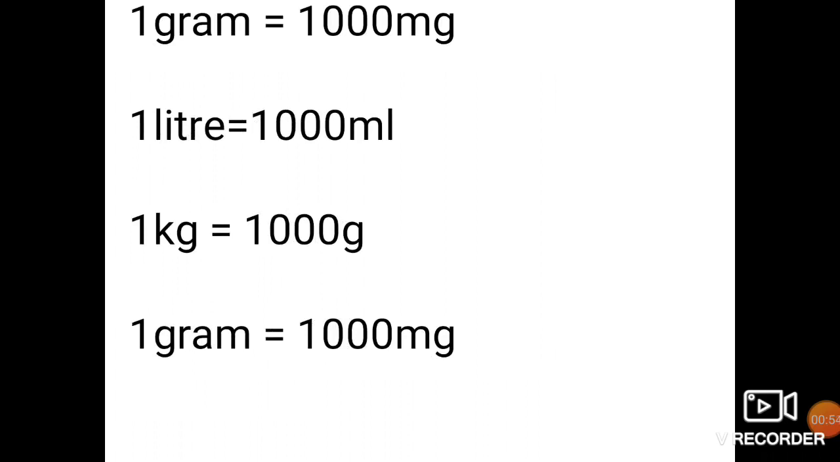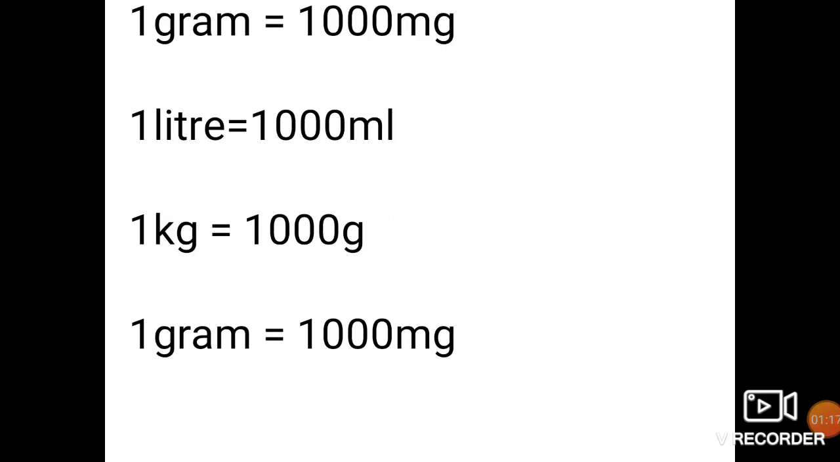So, we go to the market to buy rice or wheat. We buy them in kilograms. But items like chilies, which do not need large quantities, we buy in grams. So, 1 gram is equal to 1000 milligrams. And for liquid, usually the capacity is given in liters. So, 1 liter is equal to 1000 milliliters.